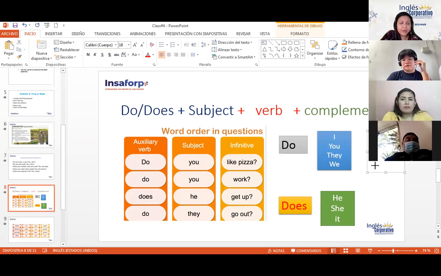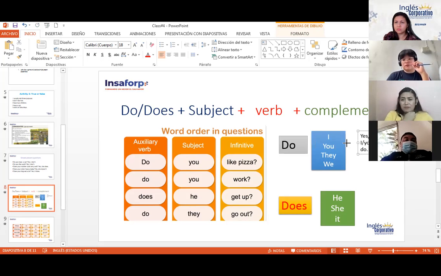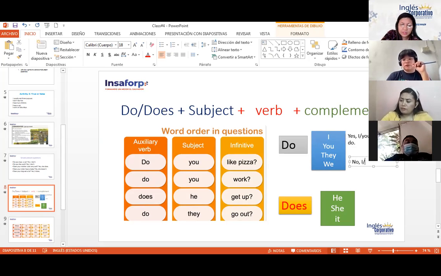Entonces, aquí, por ejemplo, sería yes, y luego cualquiera de, ya sea I, you, they, or we, y luego do. In the negative form, ¿verdad? In the negative form sería no, I, you, they, or we don't, right?